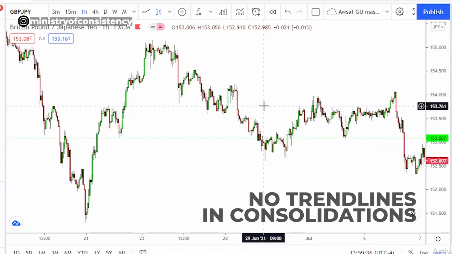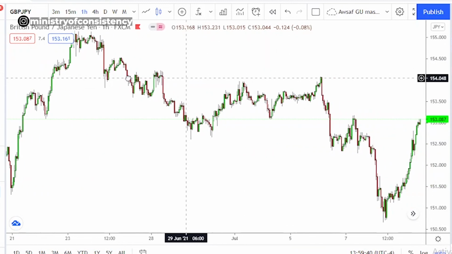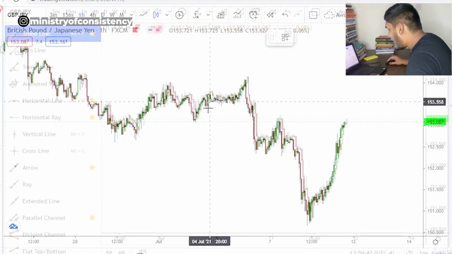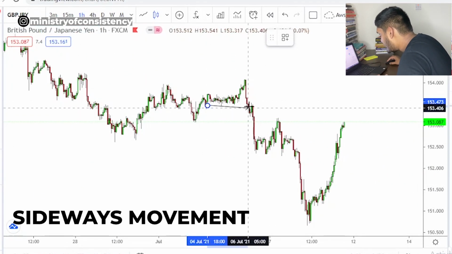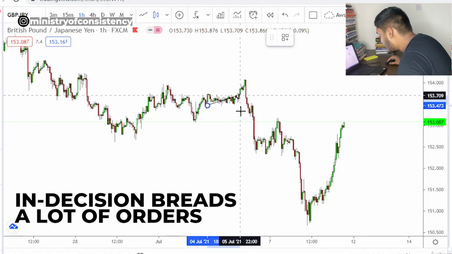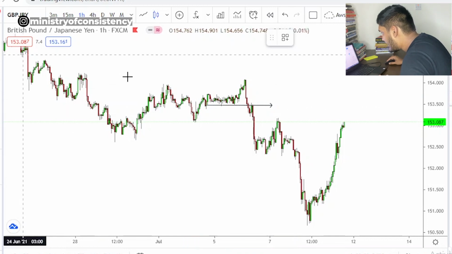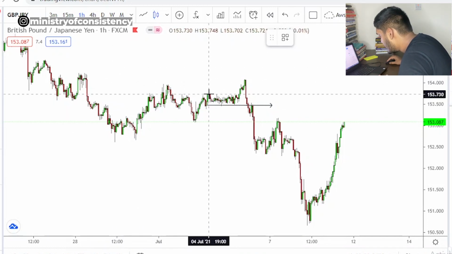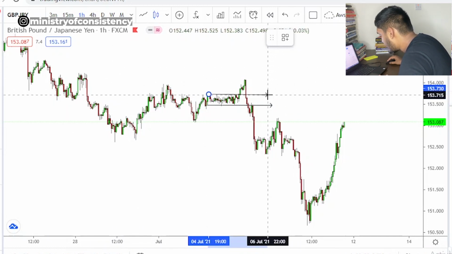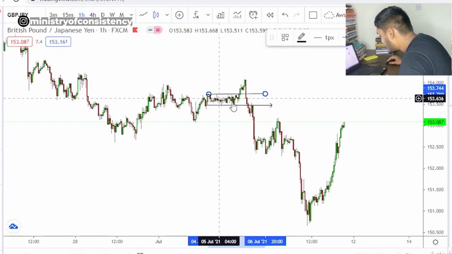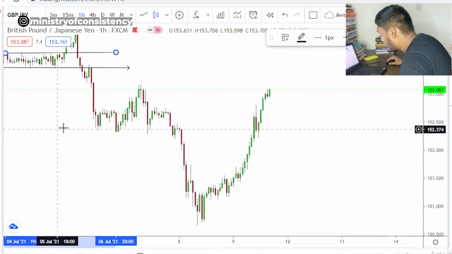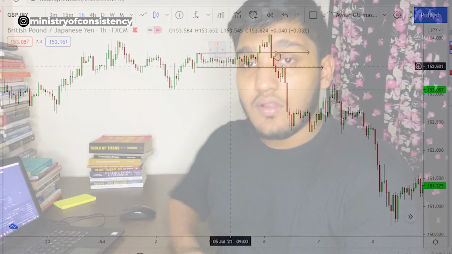In terms of consolidation positions, you don't really have to draw trend lines. What you're usually going to see in consolidation positions is sideways movement. This we like to call liquidity because indecision breeds a lot of orders on both sides. So we like to draw arrows here. You could use a box, you could use straight lines. So I'm just going to use arrows here, and this itself is your consolidation or your sideways movement position.